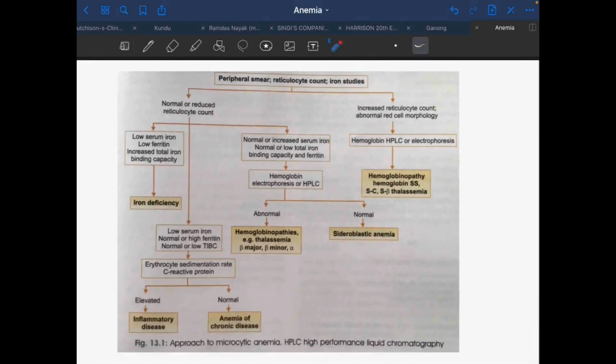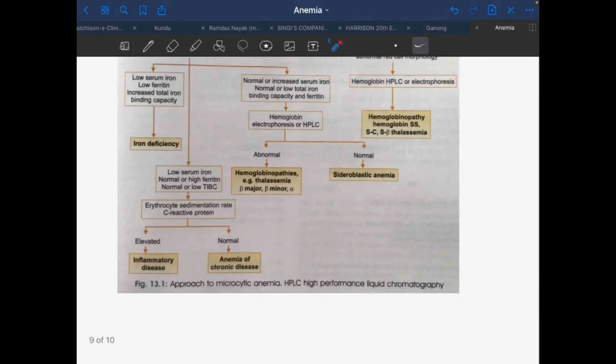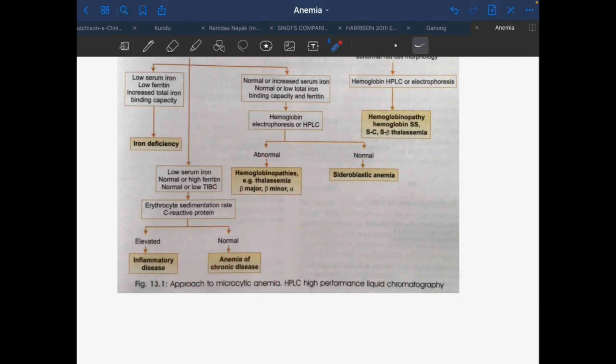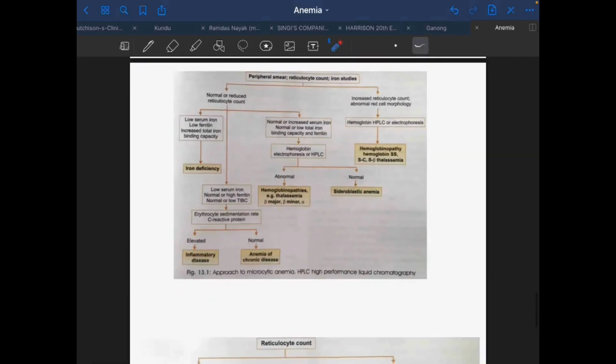This flow chart, or this classification of results, is based on your peripheral smear. By the results of the peripheral smear, we go through a different series of investigations to come to certain conclusions. These are all approaches to microcytic anemia. You can see iron deficiency and hemoglobinopathies, all of these are microcytic anemias.